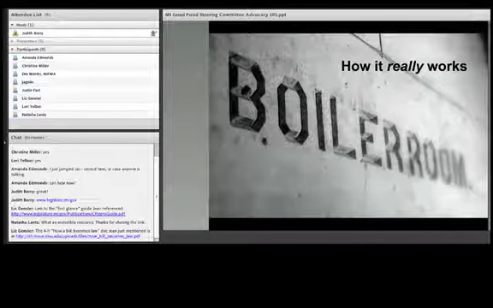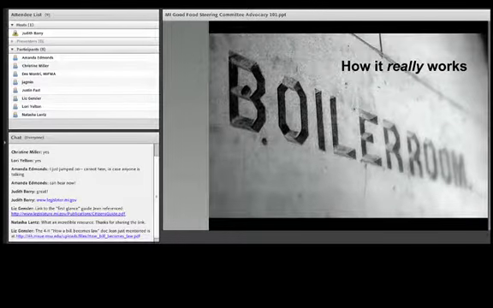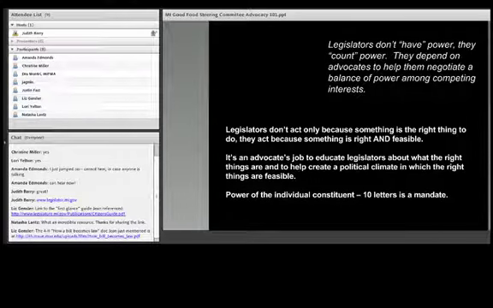Now, people come to the process late all the time. But basically, how it really works, and this is really key, legislators depend on advocates, not just to educate them, but also to do what is needed to move the bill through the process. And in that sense, legislators don't have power, they count. Something that Monique and I get asked all the time, and sort of joking, the way lobbyists talk to each other is, do you know how to lobby? Do you know how to count to 56 and 20?